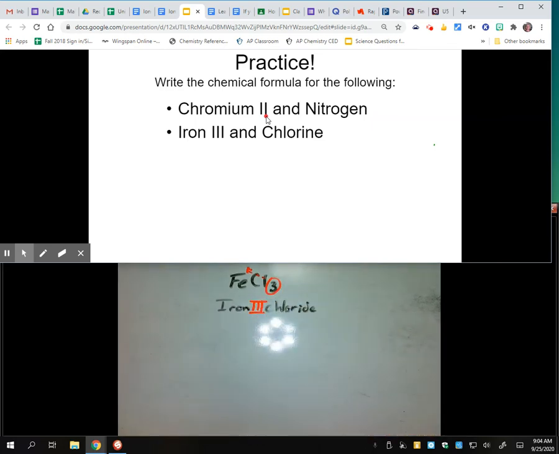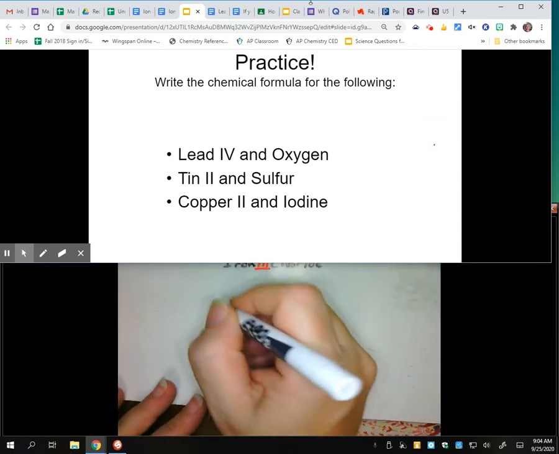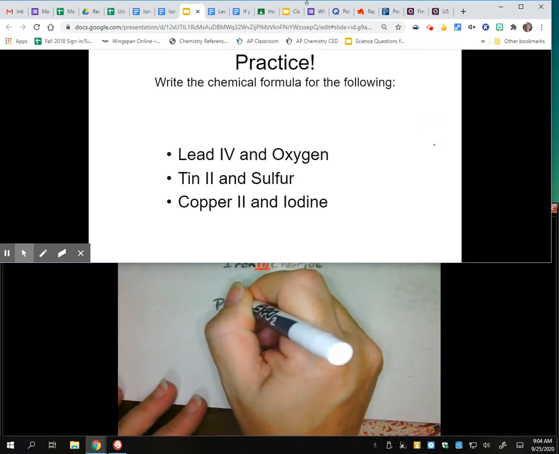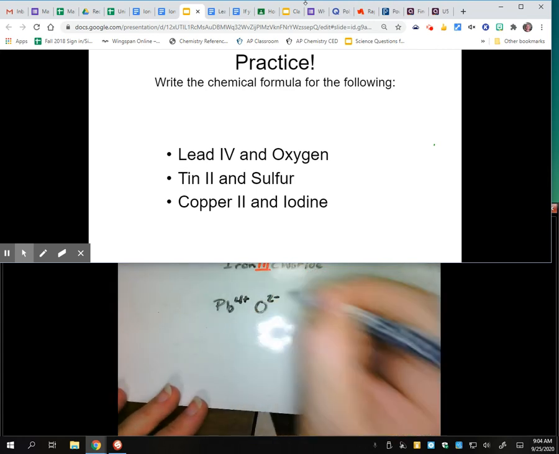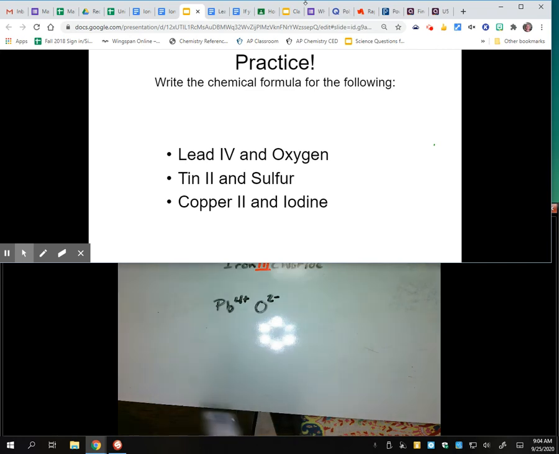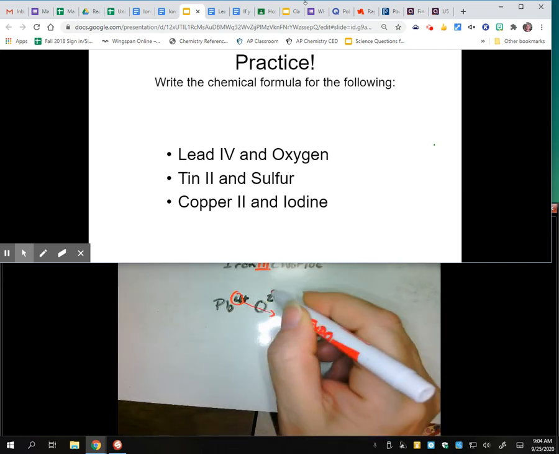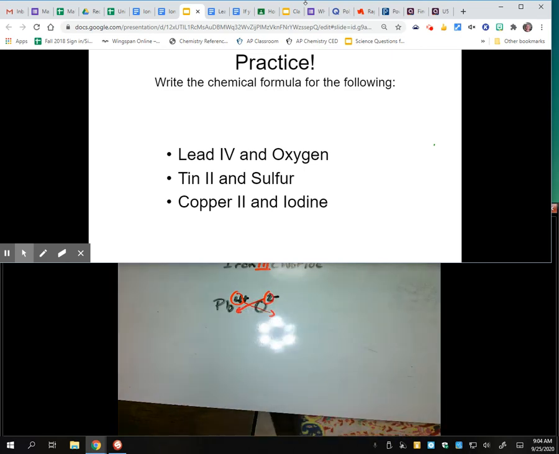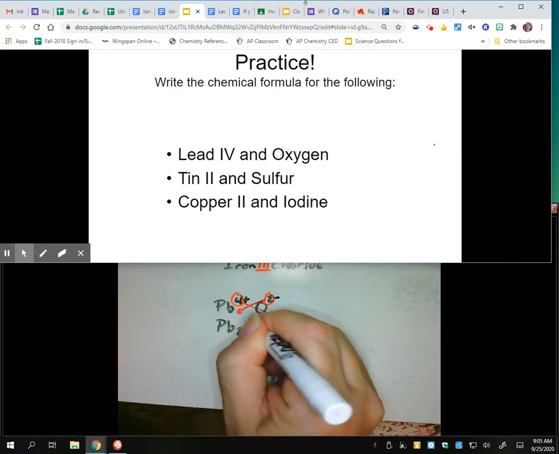All right. So I have a couple more to practice with. And this first one here is lead 4 oxide. So that means I've got lead, and the 4 means that it's 4 positive. And then oxygen is in group 16, it likes to be at 2 negative. The sum of these charges is not 0, so I need to crisscross. So that means that 4 is going down here, and this 2 is going down here. So when I crisscross, I get Pb2O4.